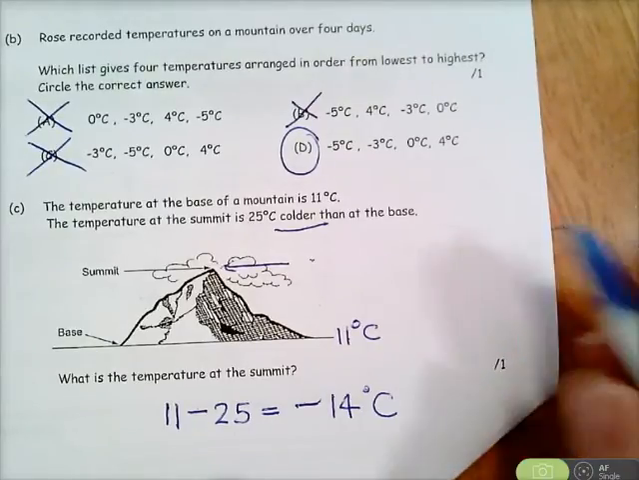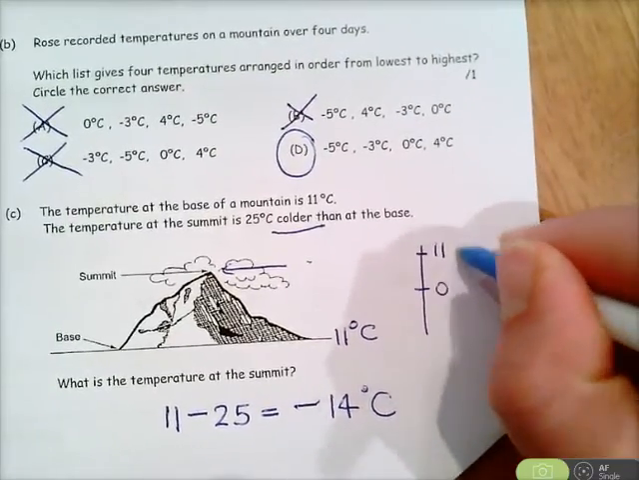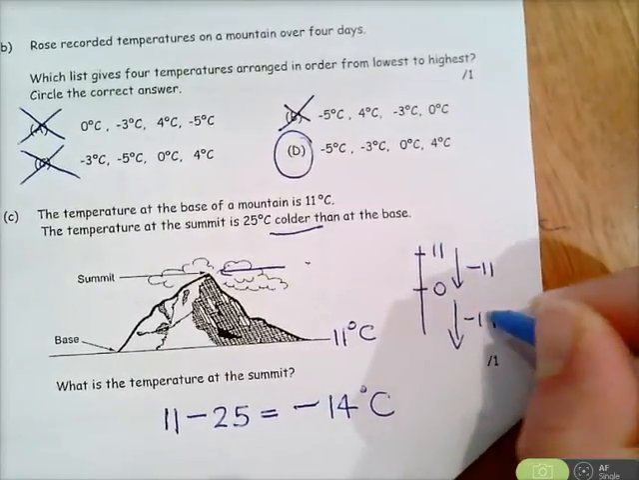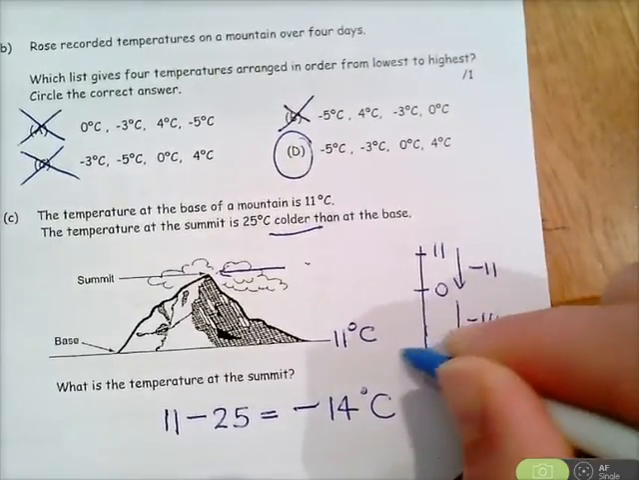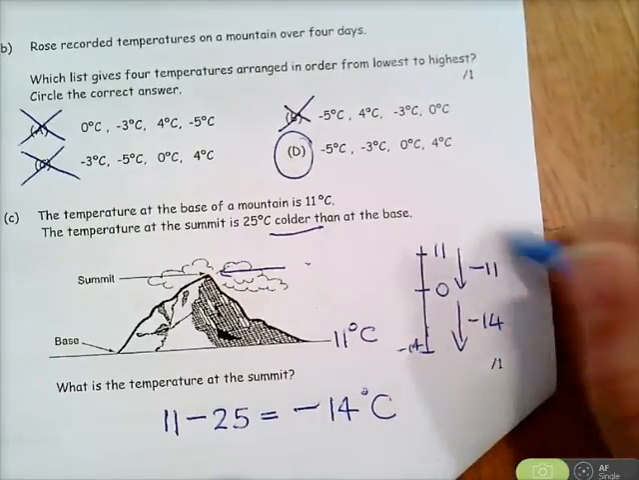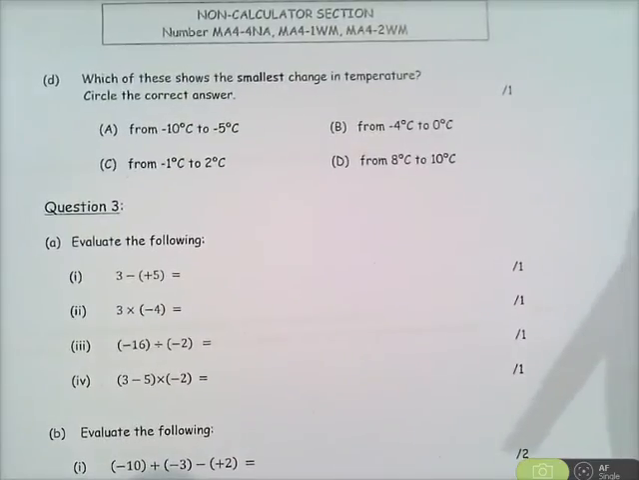14. The other way you can look at it is that you can start off at 11 degrees. To go down to 0, you'd have to take away 11, but we need to take away 25. So you'd still need to take away another 14 degrees to be able to take away 25 in total. Okay, now for the next question.